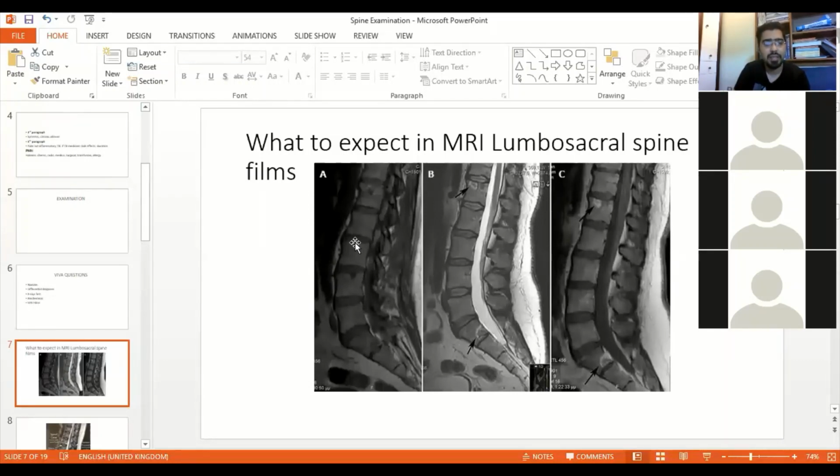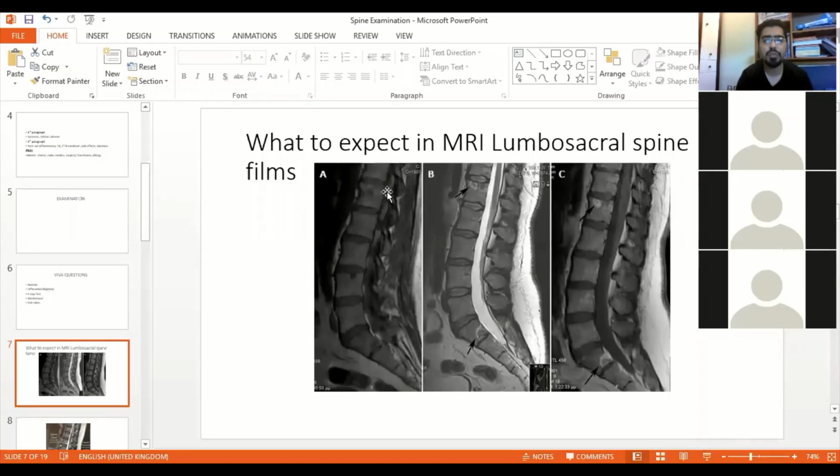This A is T1 weighted, B is T2 weighted, and C is gadolinium enhanced T1. So you can see the white fluid over here. This signifies T2, and there is no white, there is blackish. So what are the possible findings here?